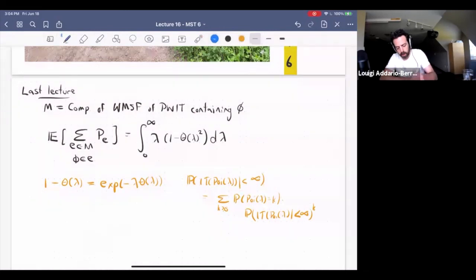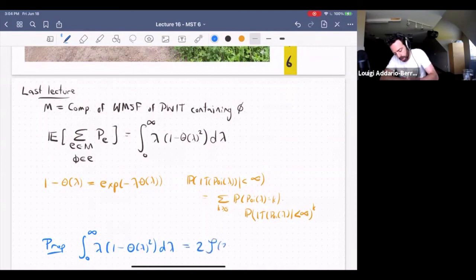Okay, so using this, we're going to prove that this expected total weight incident to the root in M was 2 zeta 3. So now that boils down to showing that if we integrate lambda (1 minus theta lambda) squared d lambda, that we get 2 zeta 3. So let's prove that.